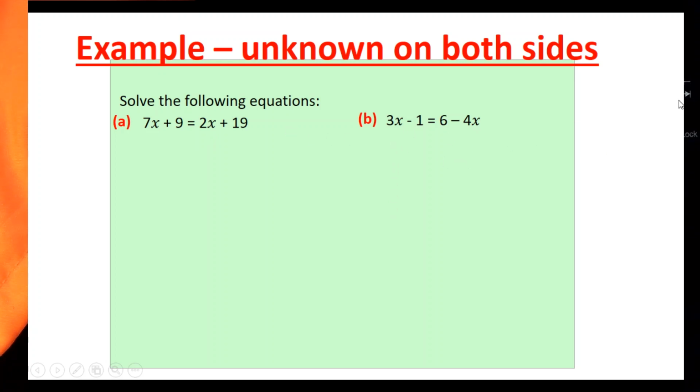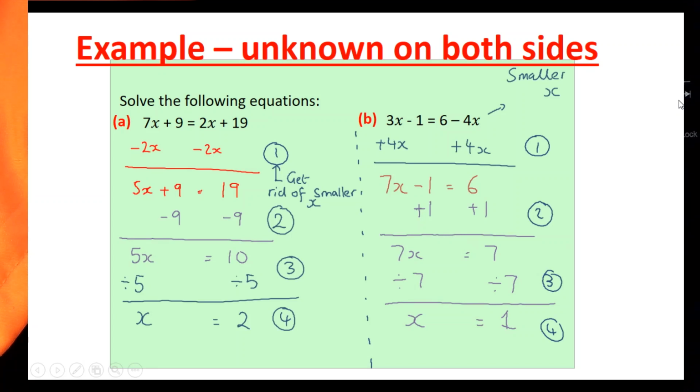So first we'll start off with A. First thing that you need to do, you need to get letters on one side, numbers on the other side. So what you do is you subtract 2x from both sides. Then you end up with 5x plus 9 equals 19. Then what you do is you do the inverse of this 9. The inverse of plus 9 is minus 9. So subtract 9 from both sides and you end up with 5x equals 10. Solve the equation and you end up with x equals 2.